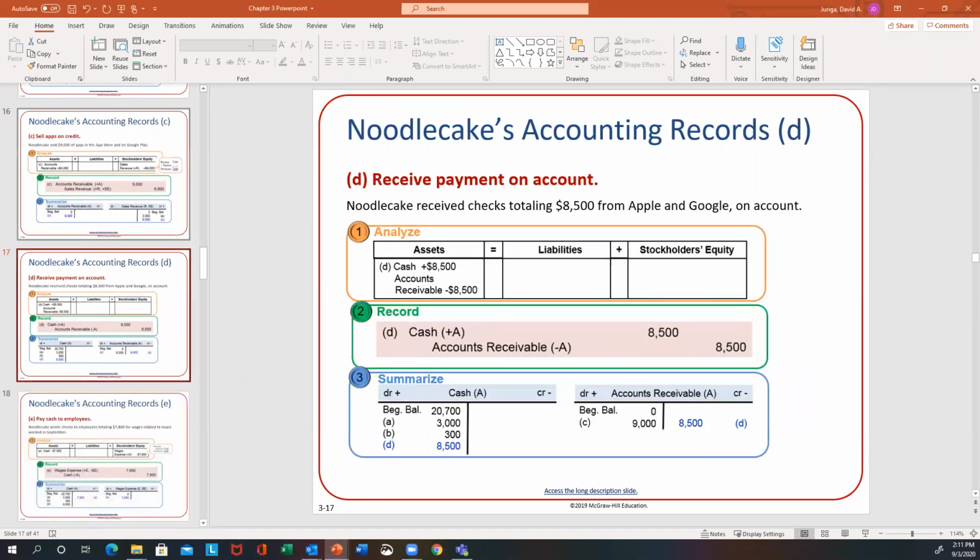Okay, next up it says we received payment on account. So you're just receiving your cash from your accounts receivable. You're going to say increase cash, decrease accounts receivable, which is debit cash, credit accounts receivable. And of course, here's your ledger. There's your posting to summarize your journal.